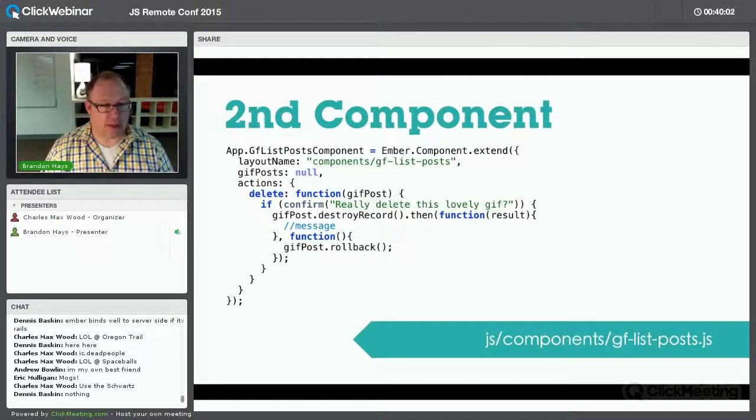If you look at this, it lists some stuff. It has an attribute called gift post that's going to be a list. And it has a delete action that calls destroy record, which all that does is make a destroy call out to the server, destroy the thing, come back and say, if it's good, we'll go ahead and tear that model down.